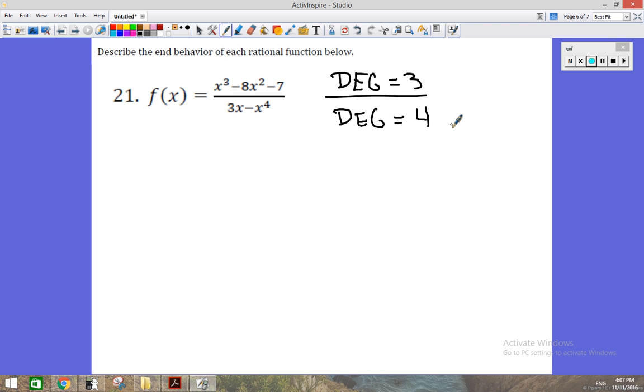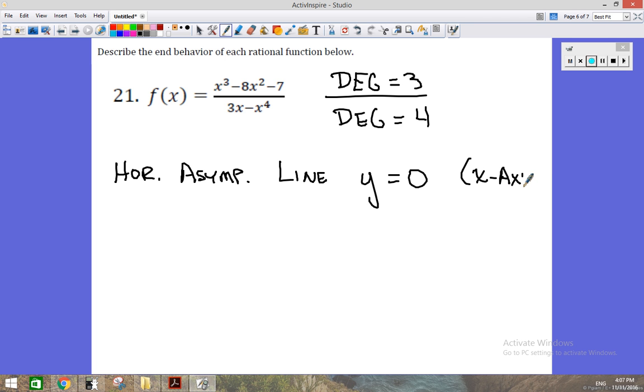Every time it's bottom heavy, you will have a horizontal asymptote as the end behavior. And this horizontal asymptote will be the line y equals 0, which is more commonly referred to as the x-axis. So when you're very far away from the origin, this graph is approaching the x-axis. Now, very far away from the origin, it doesn't cross it. Up close near the origin, it might. Alright, so, well, that's my answer for 21.